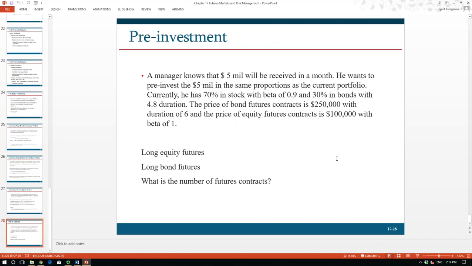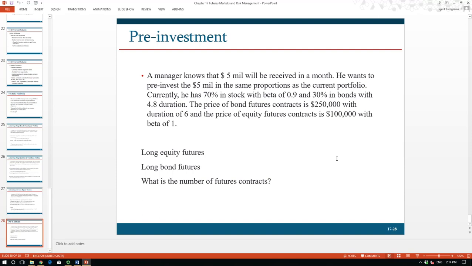And this example shows you how a money manager can do pre-investment for their clients by using futures contracts. Let's say you're the money manager and you know that $5 million will be received in a month, right? You actually introduce a new client to your company, and the contract has been signed, just that money is on its way. It takes 1 month for money to arrive in your company's account.